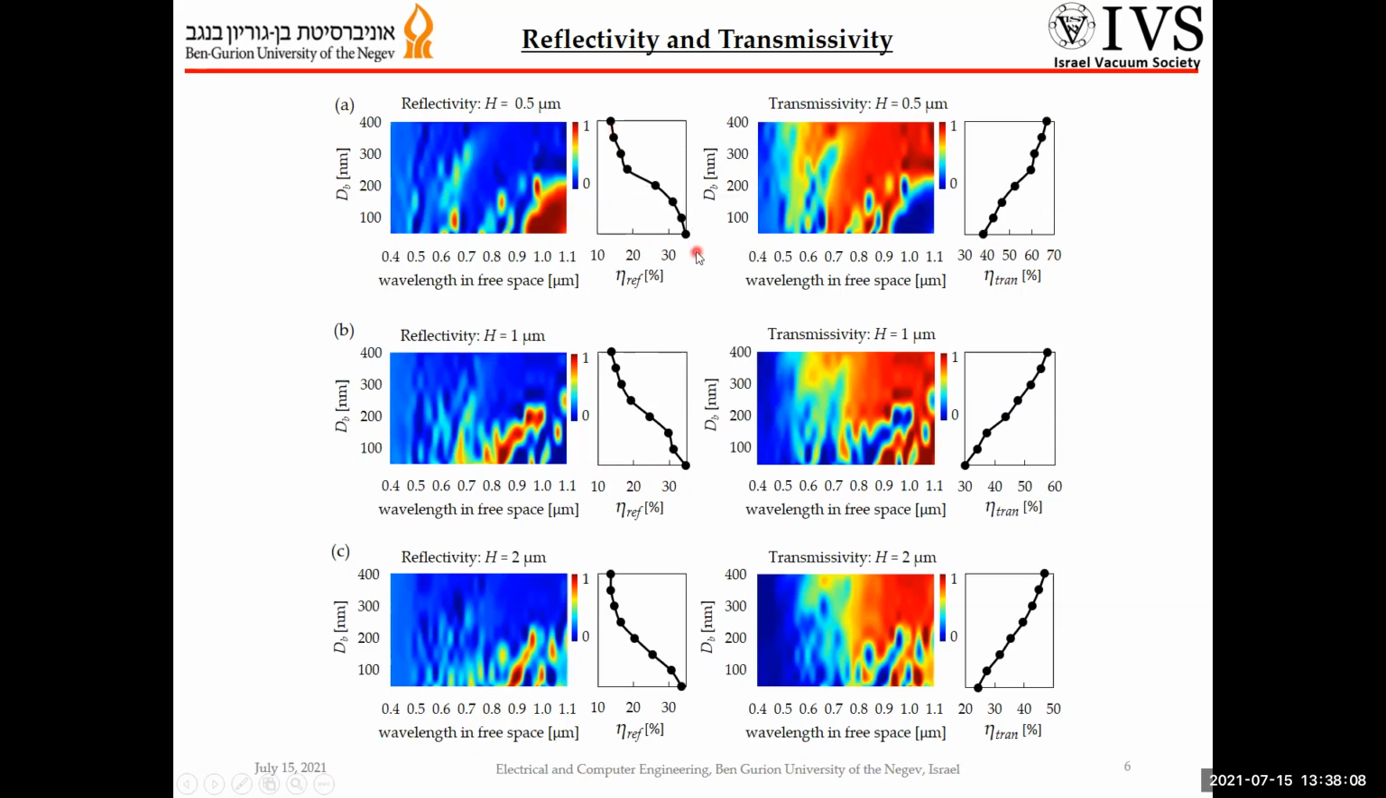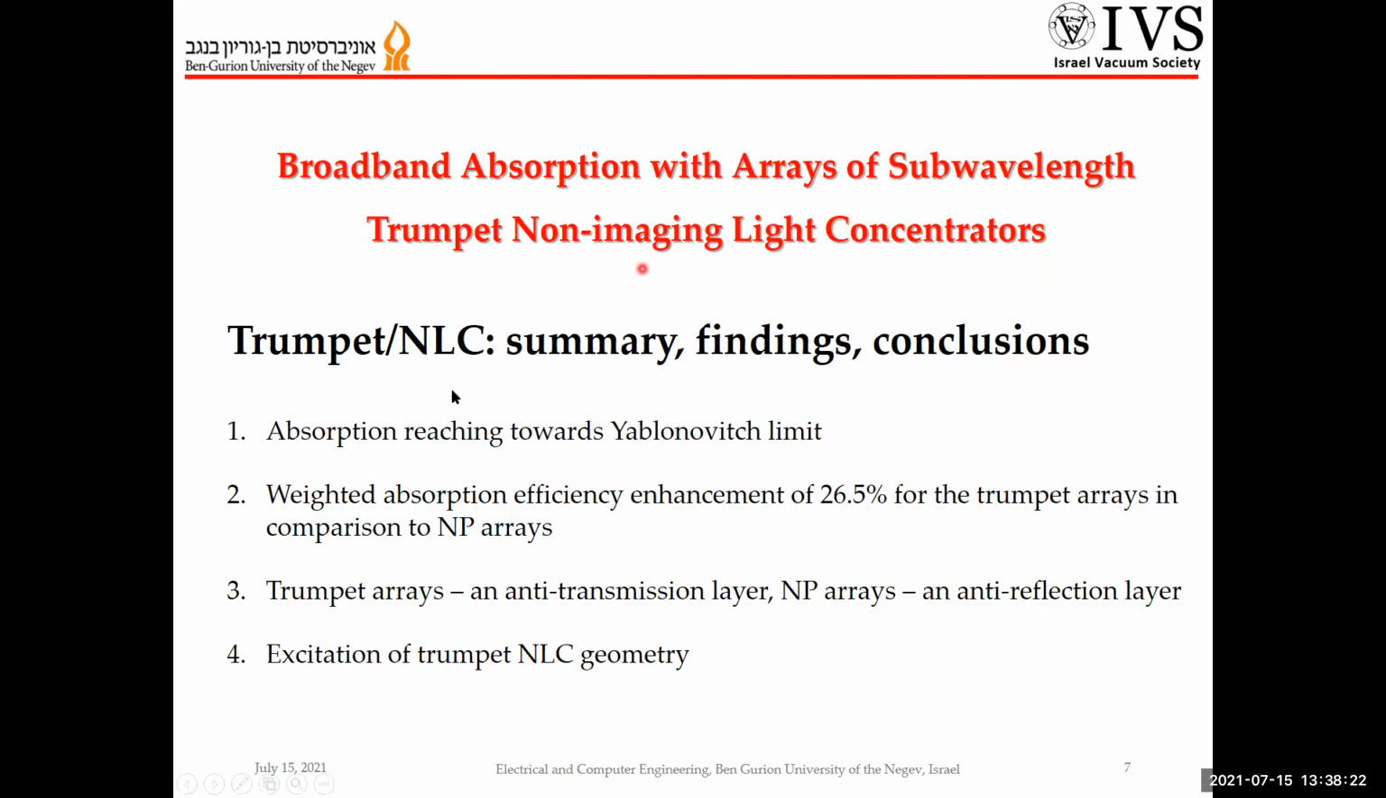As a conclusion, we can conclude that the nanopillar array behaves like an anti-reflection layer, while the trumpet array behaves like an anti-transmission layer. Next, trumpet NLC summary findings. Absorption reaches towards the Yablonovitch limit.